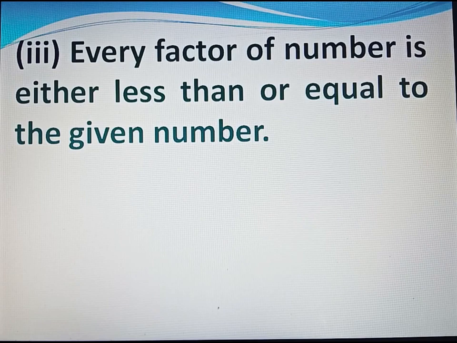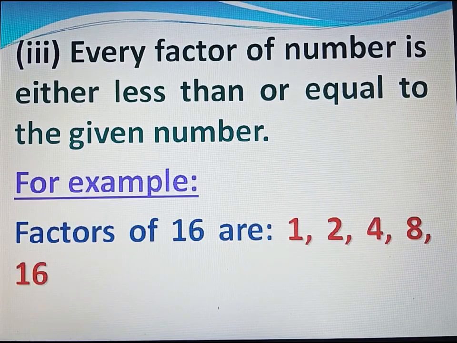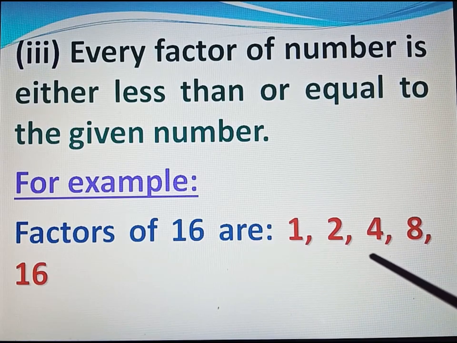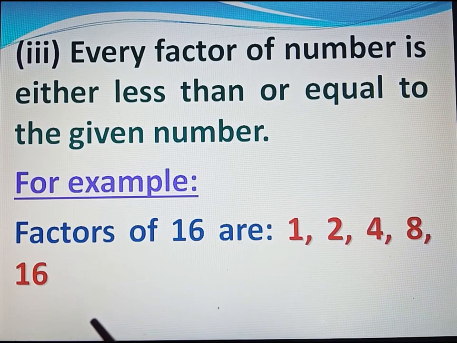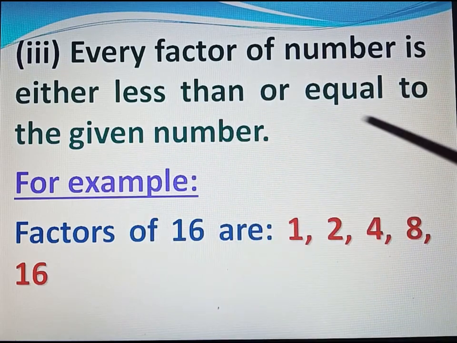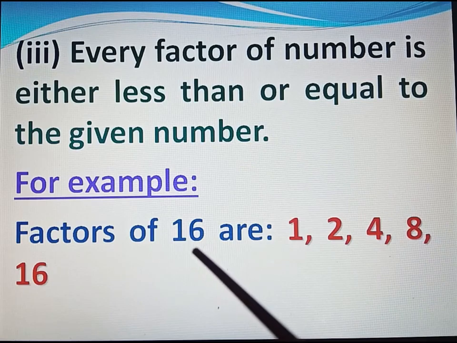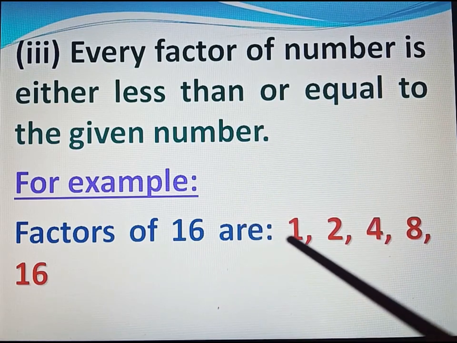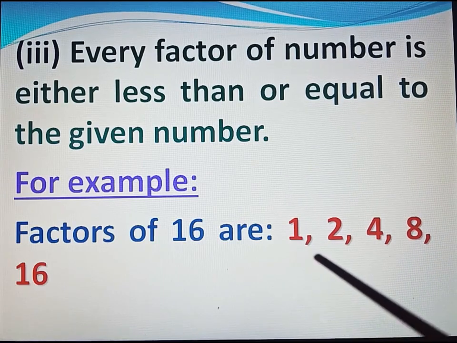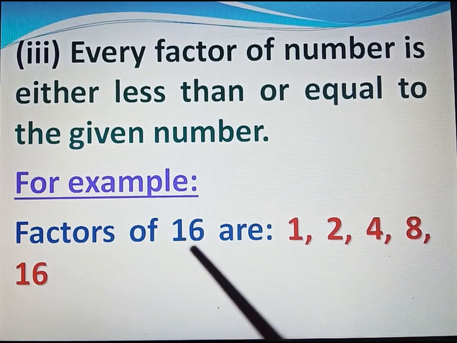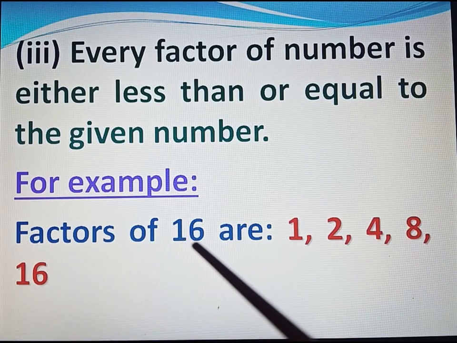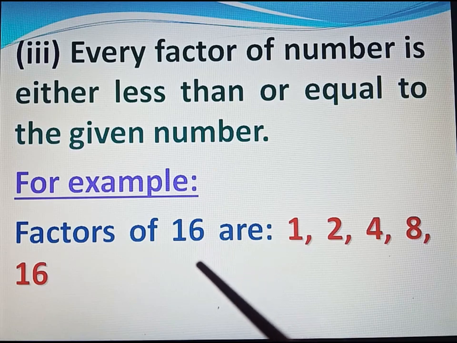I will explain you by an example. See, factors of 16 are 1, 2, 4, 8, 16. Now see, every factor of a number is either less than or equal to the given number, and given number is 16. Now see, this 1, 2, 4, 8, these are the factors and these are less than 16. Now see, 16, and 16 is equal to the given number, that is 16.